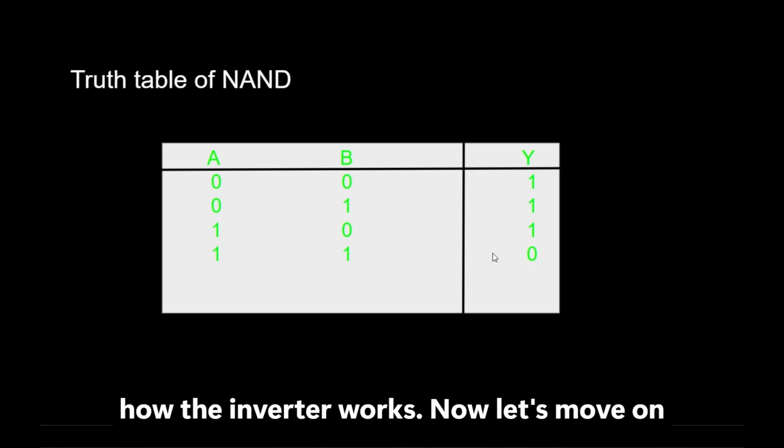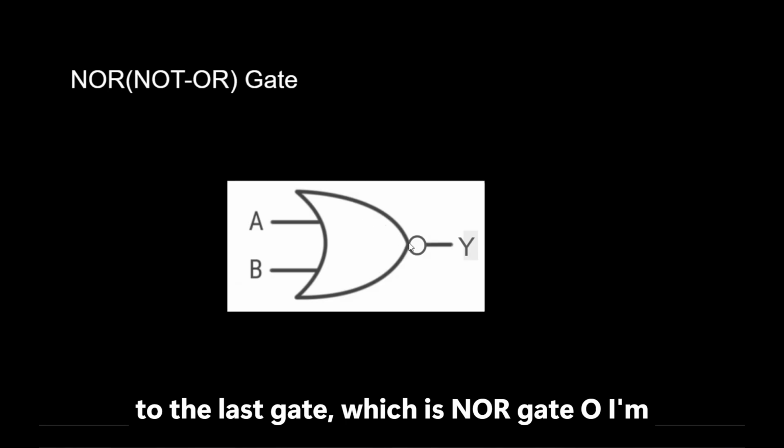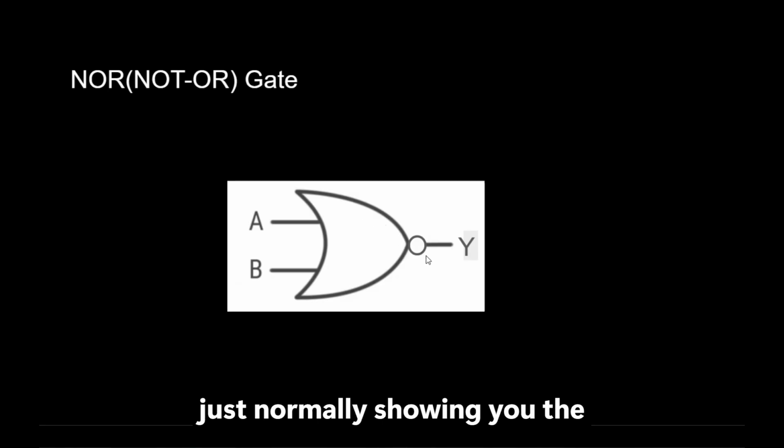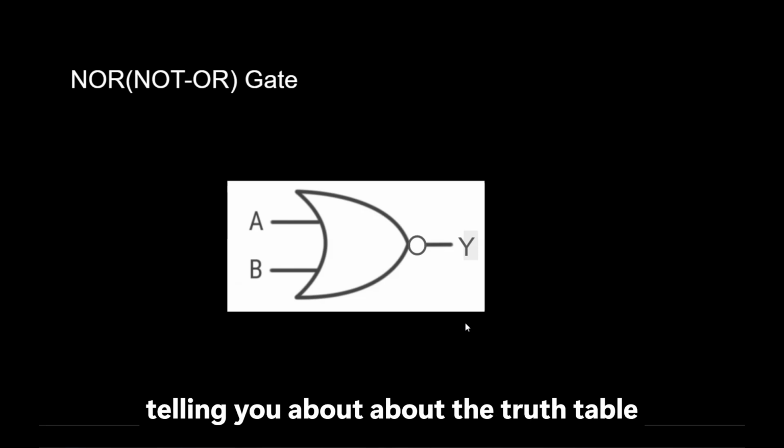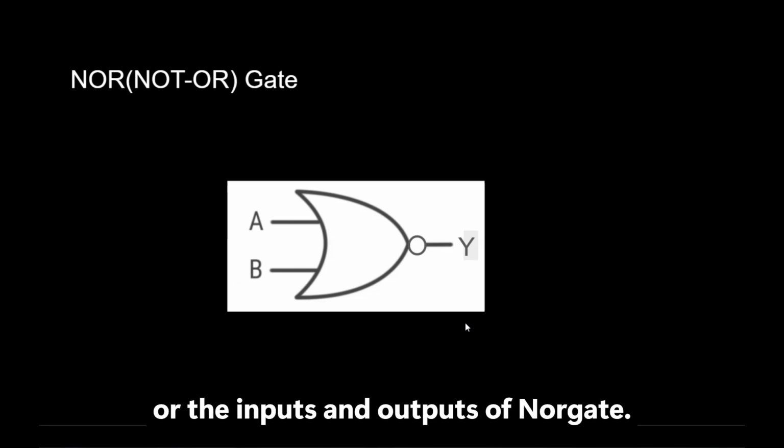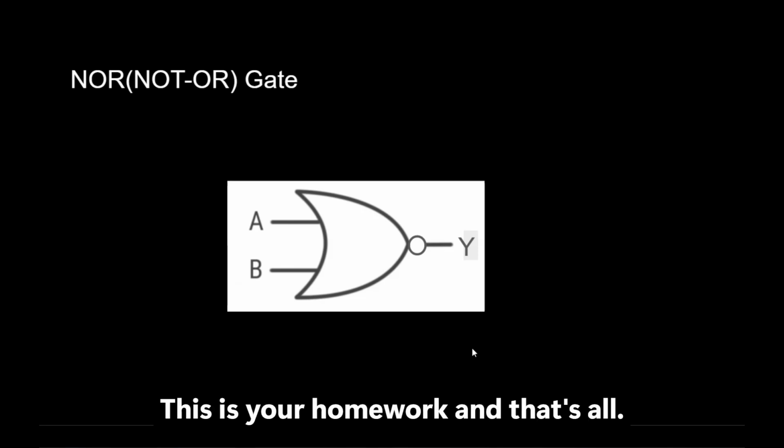Now let us move on to the last gate, which is NOR gate. I'm only showing you the representation of NOR gate. I'm not telling you about the truth table or the inputs and outputs of NOR gate. This is your homework, and that's all.